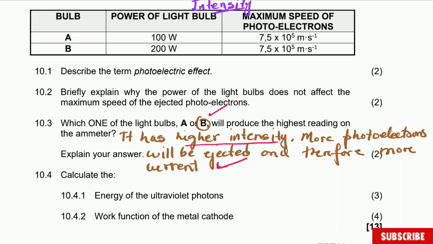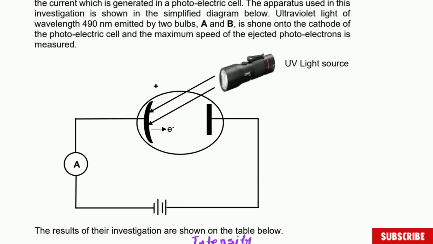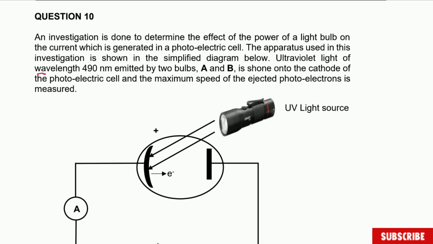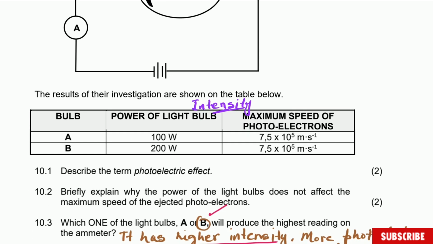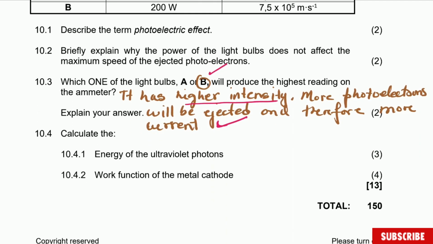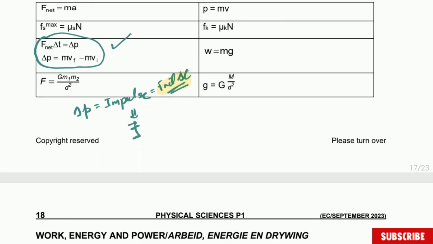Calculate the energy of the ultraviolet photons. Now they want you to calculate the energy of the photon of the ultraviolet. Guys, they are giving you here the wavelength, ultraviolet light of wavelength 490 nanometers. So they are giving you the wavelength. Energy of photons, we are right here.